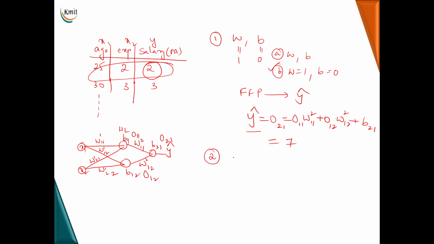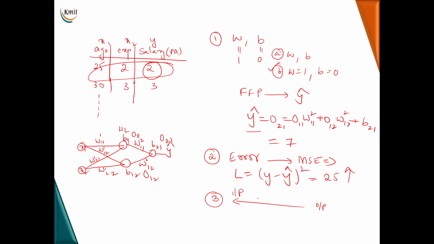In the second step, I'll select the error. As it is regression analysis, I will select mean square error, whose formula is given as loss function is equal to y minus y hat whole square, and here 2 minus 7 whole square, I will get a very huge loss function here. I would like to reduce this loss function. So in the third step, I will backpropagate from output layer to the input layer, updating all the weights and biases to minimize this error function.